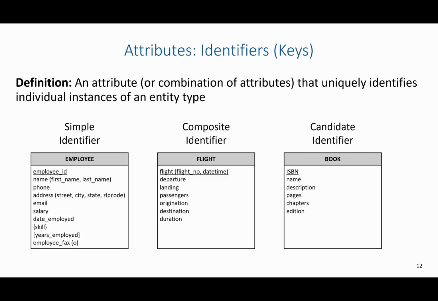Whereas a candidate identifier means that it already comes with some kind of unique attribute that's going to represent every single record. So for example, a book, unless you're the publisher that's actually creating the book, a book is going to have an ISBN associated with it, and so we can just use that as our identifier for that entity.